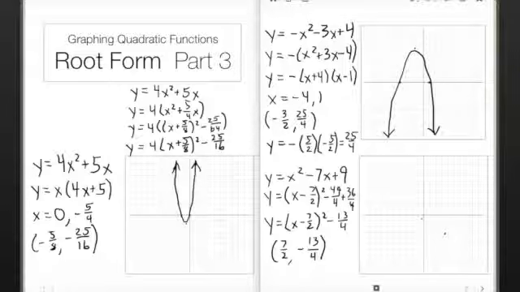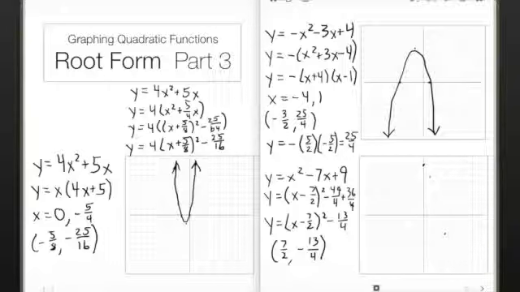The roots are where the graph crosses the x-axis. But what about where the graph crosses the y-axis? Well, on the y-axis, we know that x equals 0. So if we substitute x equals 0 into this original equation, this is very easy because we have 0 squared minus 7 times 0 plus 9. All the x's are gone because they're all being multiplied by 0. So we just have y equals 9. When x equals 0, y equals 9.